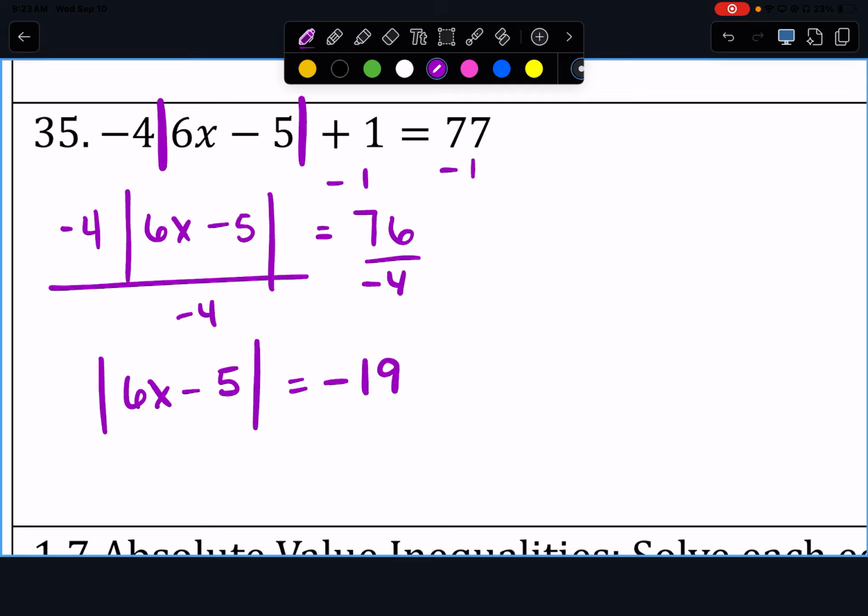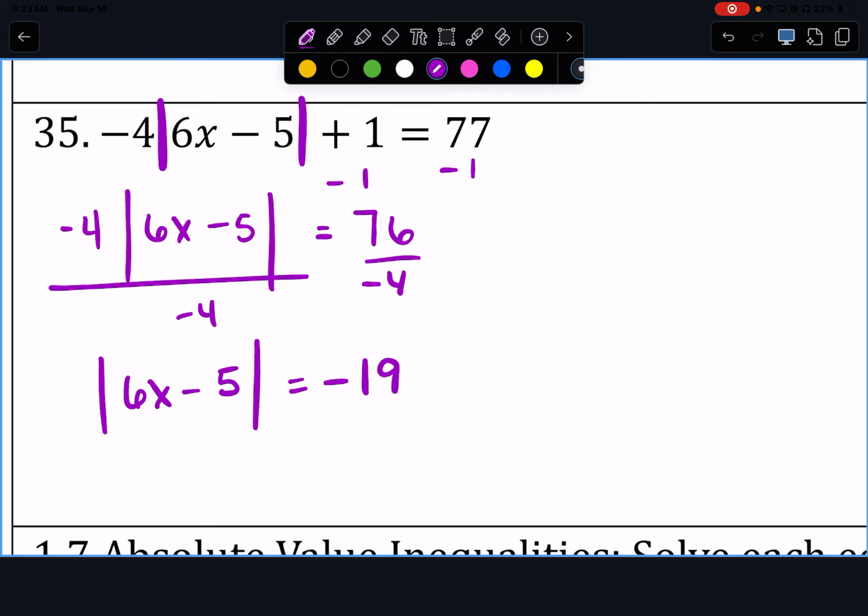Can an absolute value ever equal a negative? No. So what does that mean for our solutions? No solution. Because an absolute value cannot equal a negative. There is no way that an absolute value will be negative 19, because an absolute value is always positive.